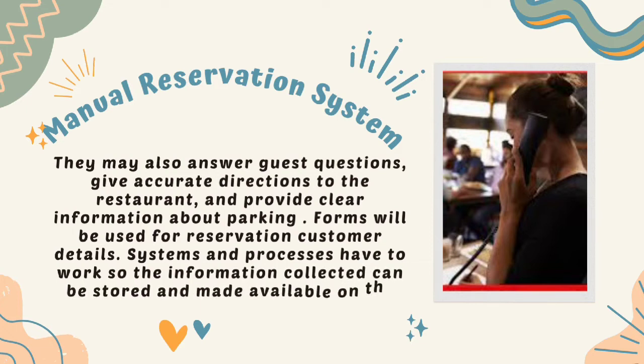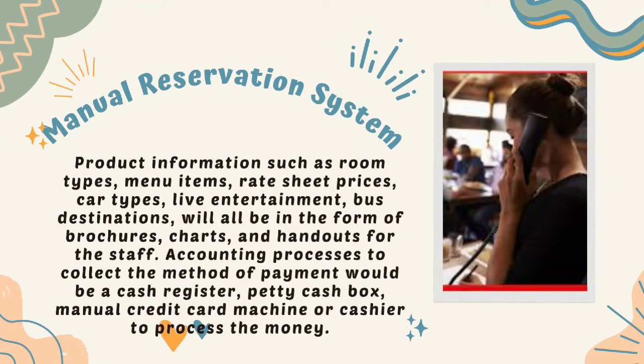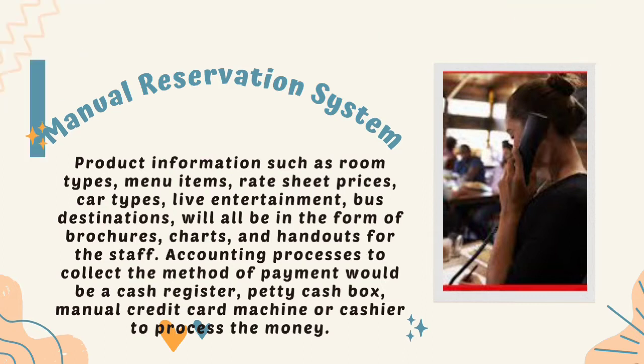Systems and processes have to work so the information collected can be stored and made available on the dates it is required. Product information such as room types, menu types, rate sheet prices, car types, live entertainment, and bus destinations will all be in the form of brochures, charts, and handouts for the staff. Accounting processes to collect the method of payment would be a cash register, petty cash box, manual credit card machine, or cashier to process the money.